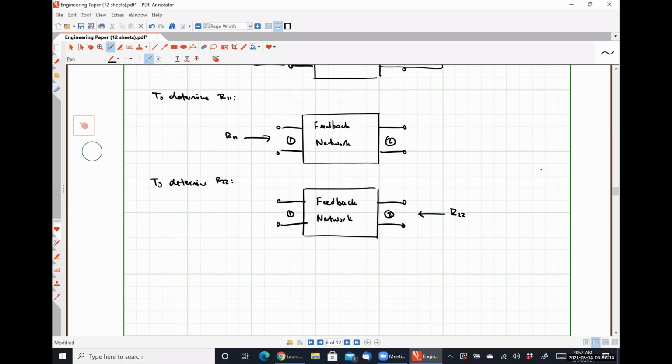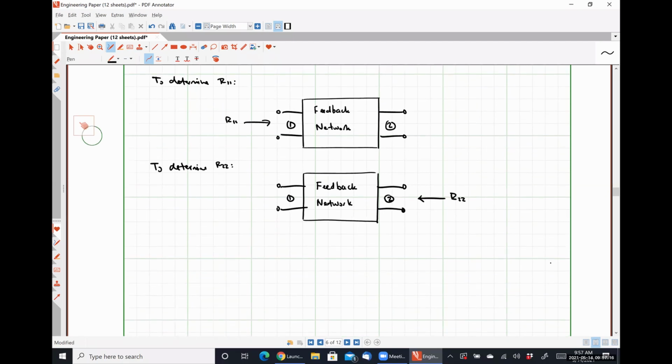And then finally, our feedback factor K. We have our feedback network.